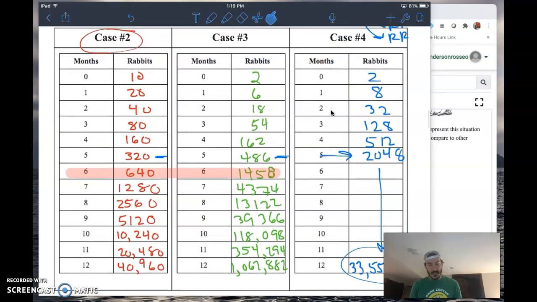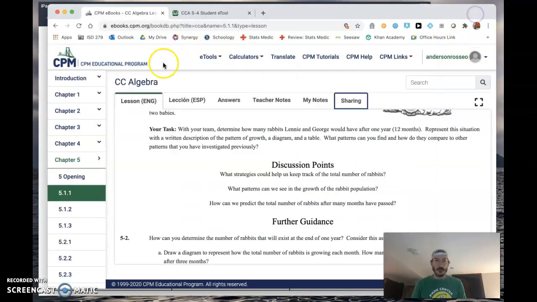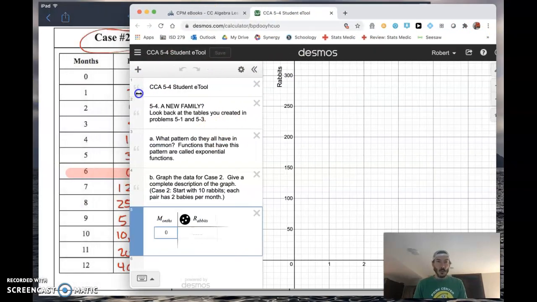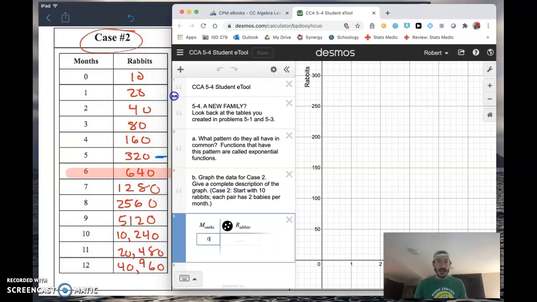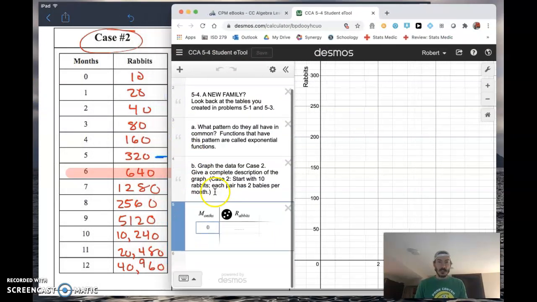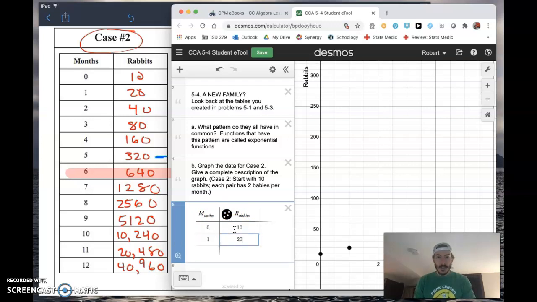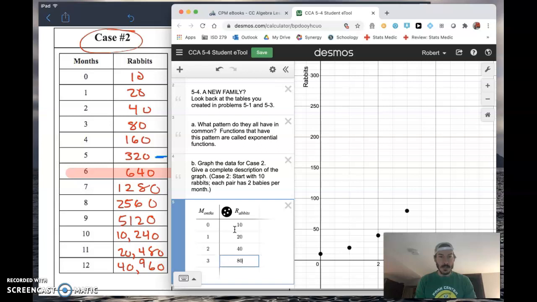So I'm going to take this and I'm going to plug this in. So for the first time, this is that E tool by the way, for the first time we can see what this looks like. And the folks over at CPM and Desmos, they built this for us. And it's as simple as taking the months and the rabbits and entering my data. And I can do this and this will start to graph that graph for me. I'm just typing in exactly what we worked out.